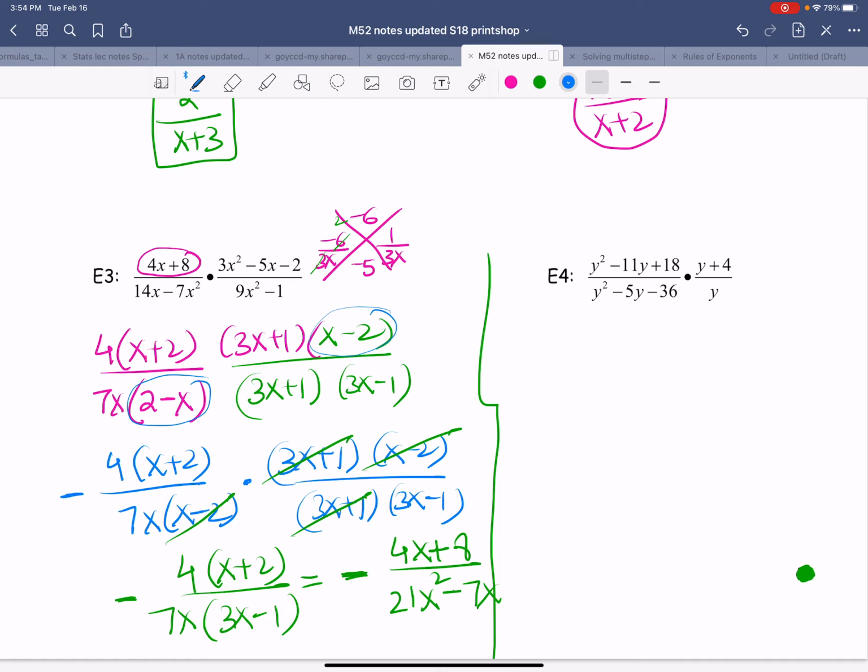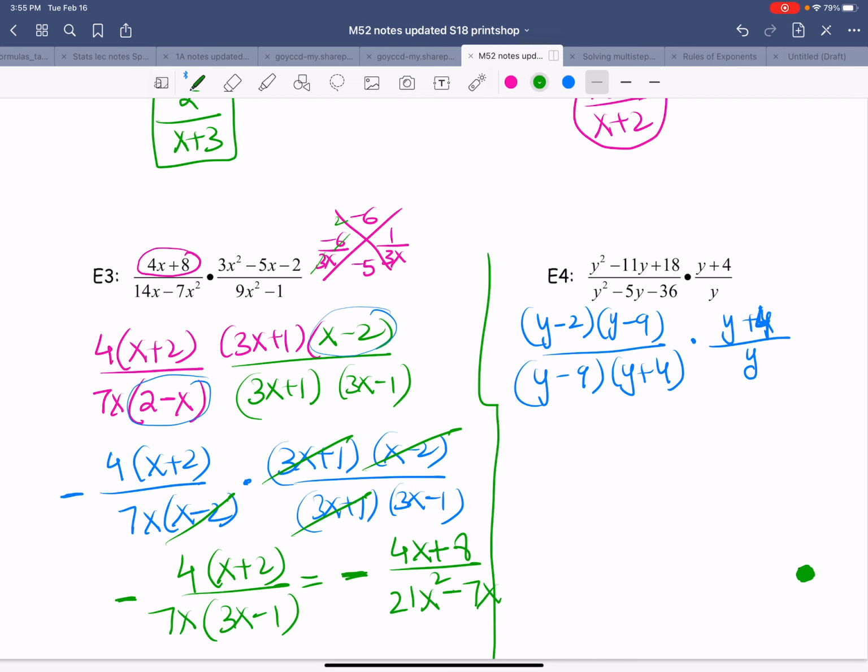y squared minus 11y plus 18. Two numbers that multiply to give you positive 18 and add up to give you negative 11 are negative 9 and negative 2. y squared minus 5y minus 36 factors as y minus 9 times y plus 4. And y plus 4 is already factored, cannot be factored anymore. This is a 4.